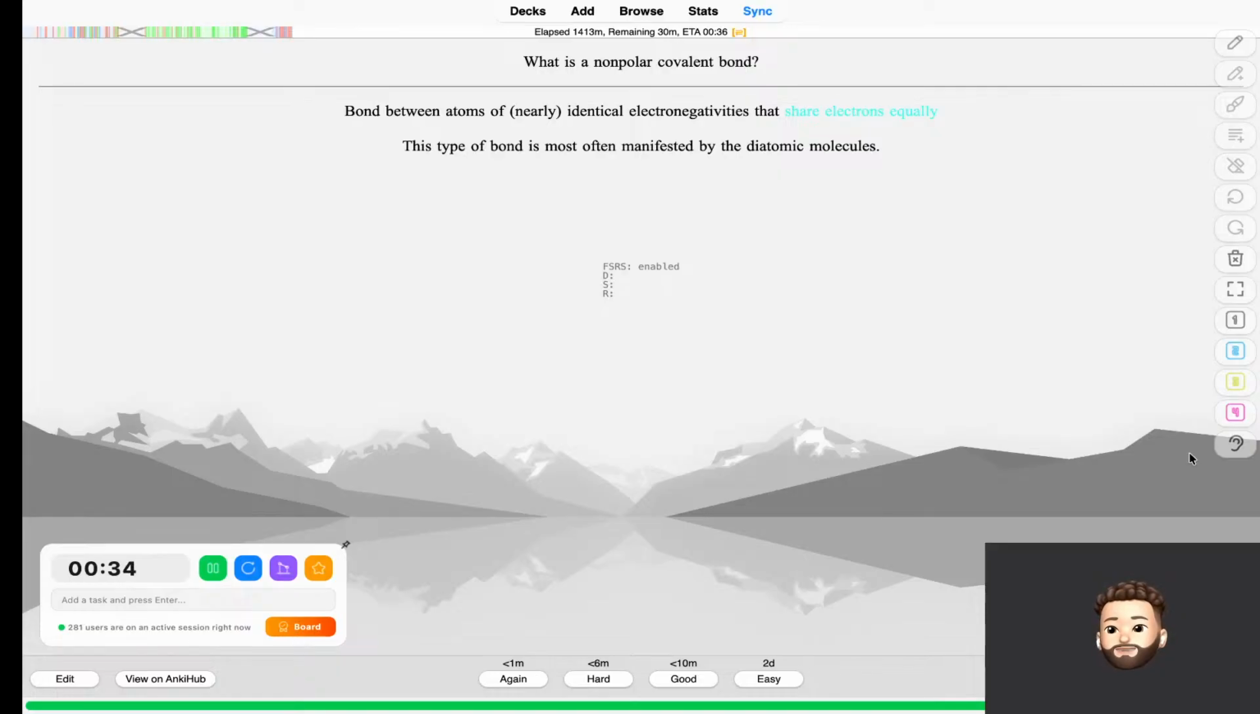I'm not gonna memorize that. It's most often manifested by diatomic molecules, just because of like, I don't know, like a hydrocarbon or something. I'm pretty sure that's a nonpolar. I think.